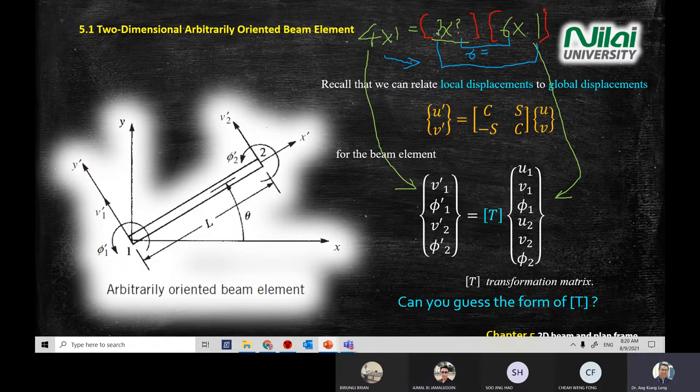So what do you get, Yisan? Your left hand side is 4 times 1, right? Then the question mark times 1 must equal to left hand side. So what is this number? 4. So the answer for this T matrix form is 4 times 6. Ashma, you understand now? Yes, sir. Brian, do you understand why this one 4 times 6?